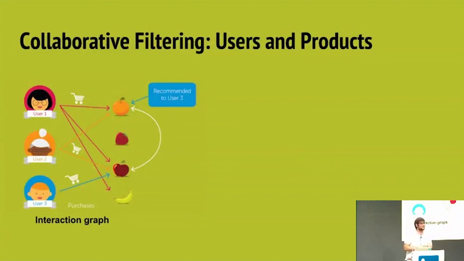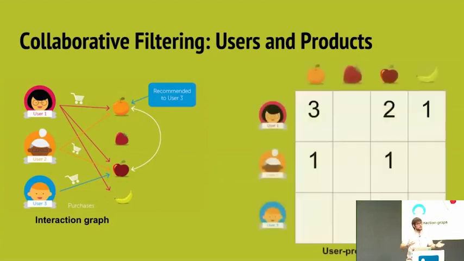Just think of this as a graph of interactions. Here we have our three users and our four products. User one has some level of interaction with an orange, an apple, and a banana. What other ways do we have to represent a graph? We could take this interaction graph and create a user-to-product matrix. As you can see, every row identifies a user, and every column identifies a product. And every cell is the rating that the user gives to a specific product.